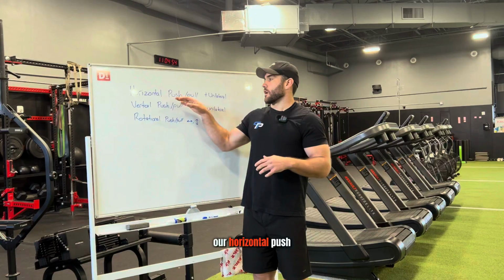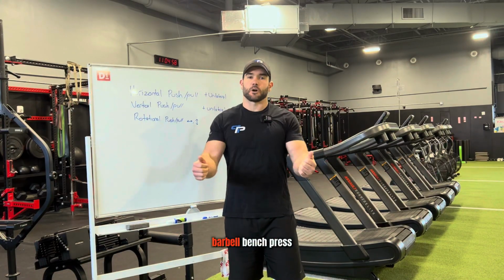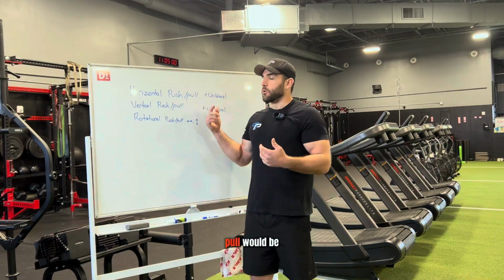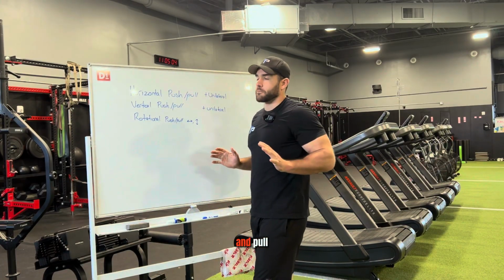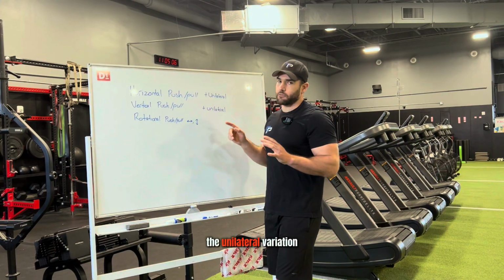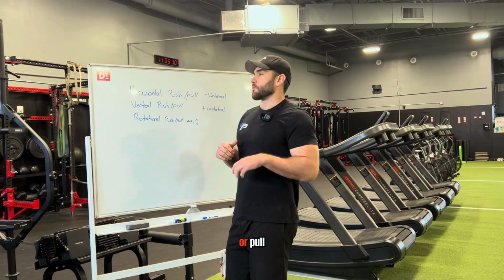So we have a horizontal push and pull. So you can think of something like your standard dumbbell bench press or barbell bench press, and then the pull would be like a row or a dumbbell row, right? So horizontal push and pull. We also have the unilateral variation, okay? So whether that's single arm, push or pull.